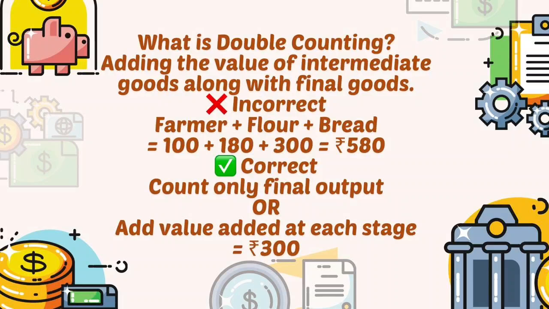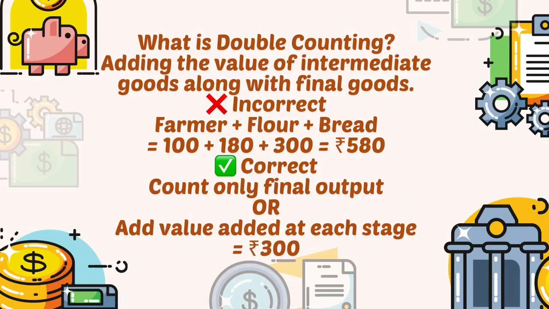Why? Because the 100 value of wheat is already included in the 180 value of flour, and the 180 value of flour is already included in the 300 value of bread. When we add all three selling prices, we count the same value multiple times. This mistake is called double counting.